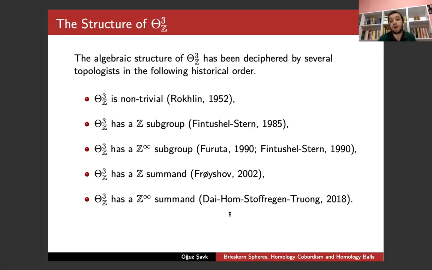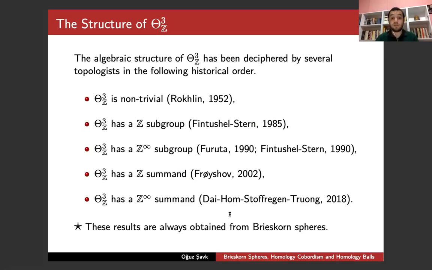Recently, Dai, Hom, Stoffregen, and Truong showed that this group has a Z-infinity summand. Here, Z-infinity summand means you direct sum the integers with itself countably infinitely many times. So you are looking for a linearly independent family of cobordism invariants. And an interesting point is that these results are always obtained by analyzing homology cobordism invariants of Brieskorn spheres.